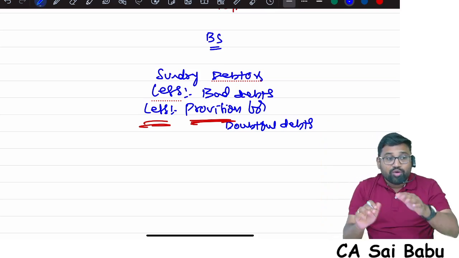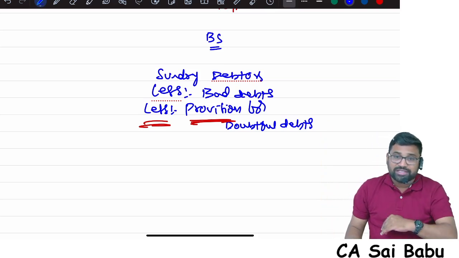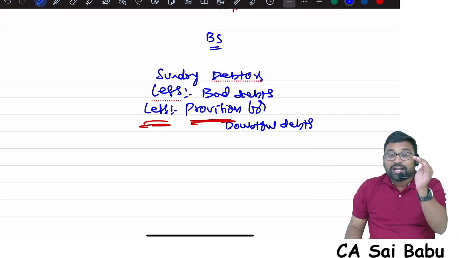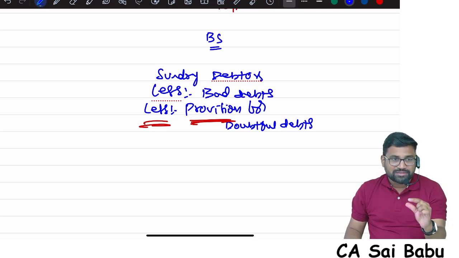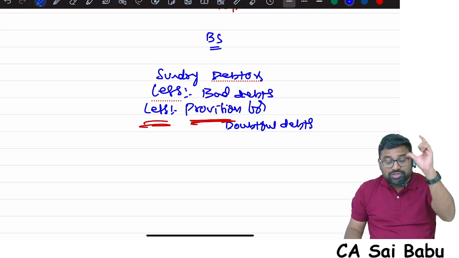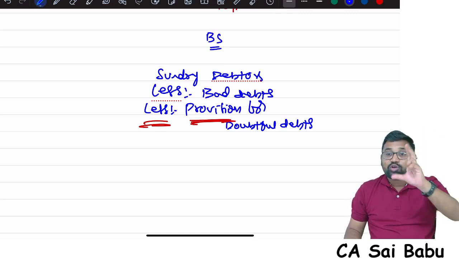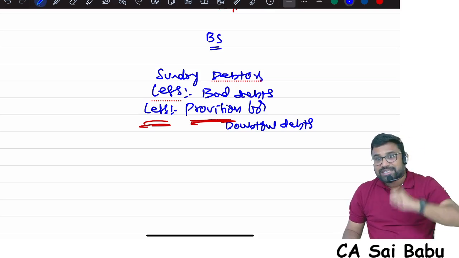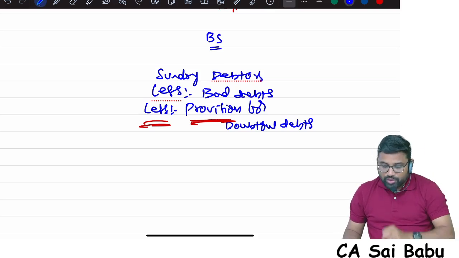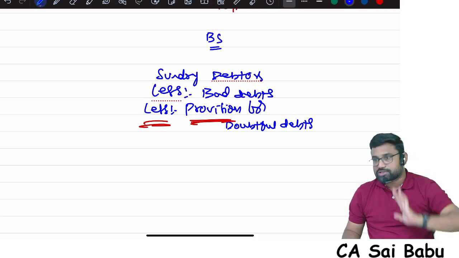And how are you going to show these provisions in the balance sheet? By way of deducting from the debtors. Sundry debtors minus provision for doubtful debts minus bad debts. These are all shown by way of reducing from the asset. I told you the reason also, because these are not liabilities. These are against assets' possible losses. One is possible loss, another one is confirmed loss.